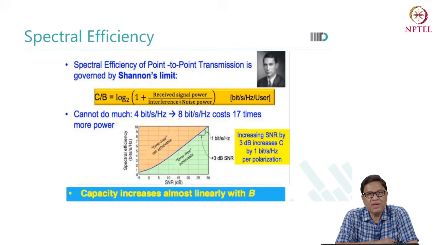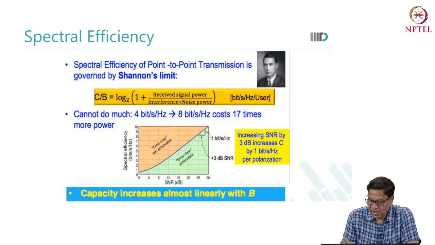Now, if you want to increase the spectral efficiency, then you have to increase the signal power. There are two ways of doing it. Either you increase the signal power or you increase the bandwidth. And with bandwidth, there's a linear relationship. And with signal power, it is logarithmic relationship. So if you want to increase the spectral efficiency from 4 bits per second per hertz to 8 bits per second per hertz, you'll have to increase the signal power by 17 times, which is huge.